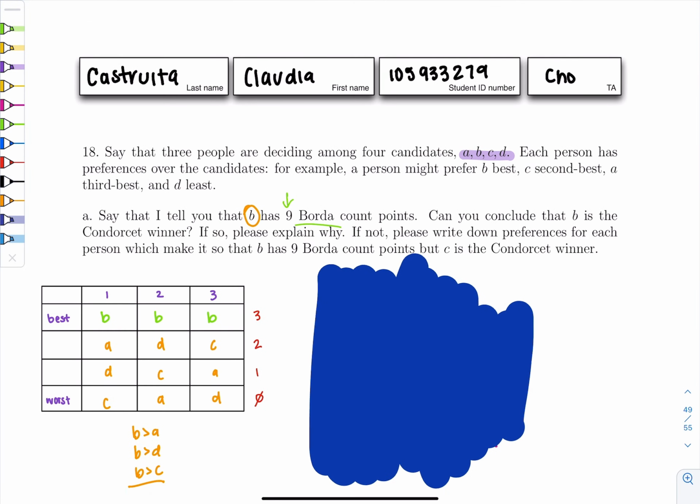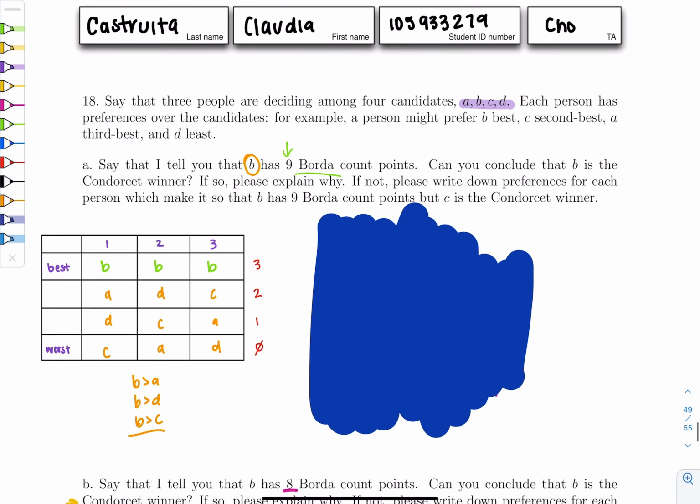So first, let's lay out what the question is actually asking us. It is a voting question. There are 3 people who are deciding among 4 candidates. Each person has preferences over the candidates, and this is just an example. It does not mean that the voters actually prefer the candidates this way. So a person could prefer B best, C second best, A third best, and D least.